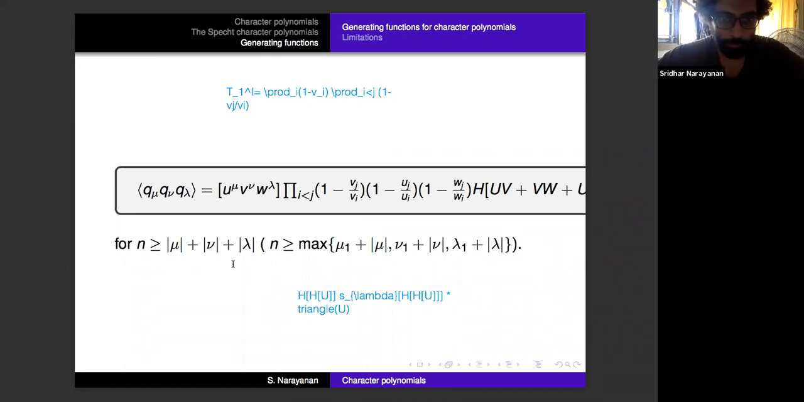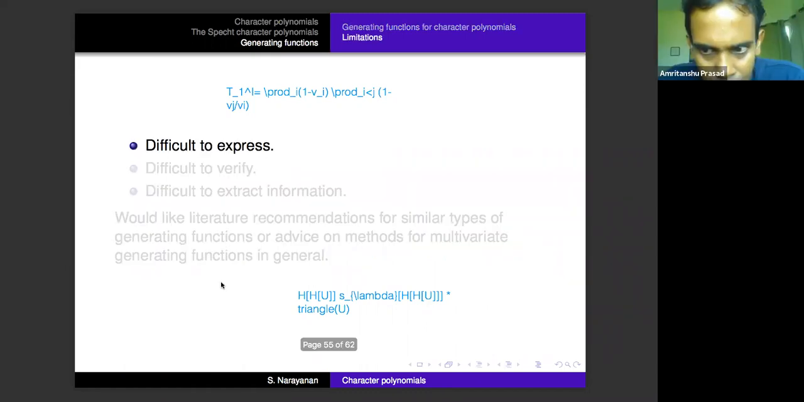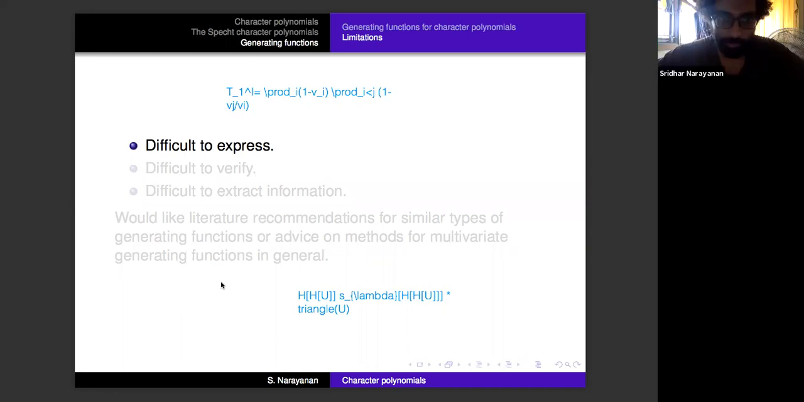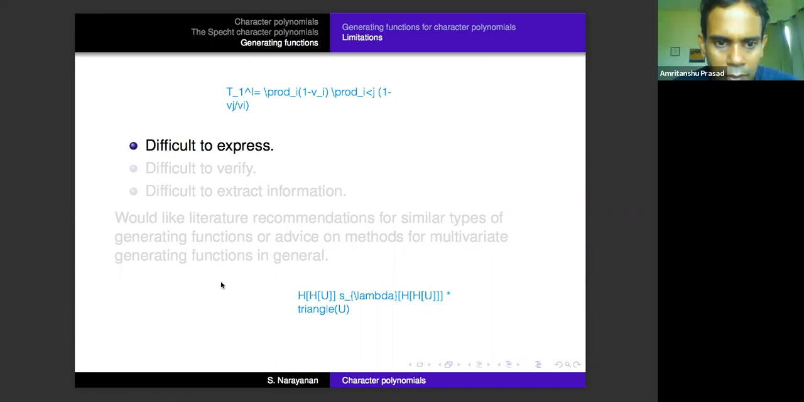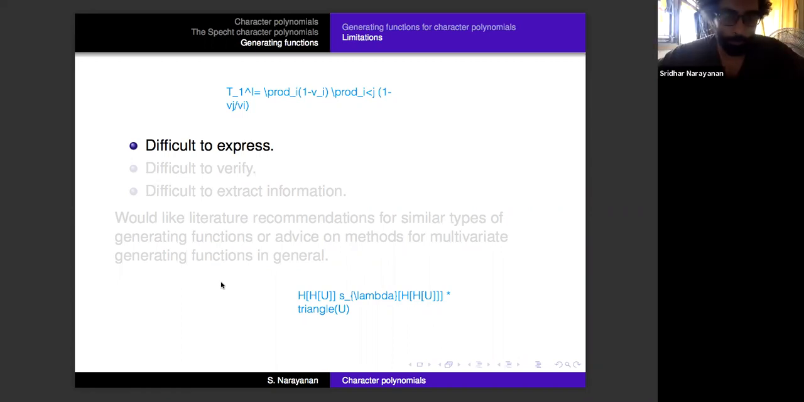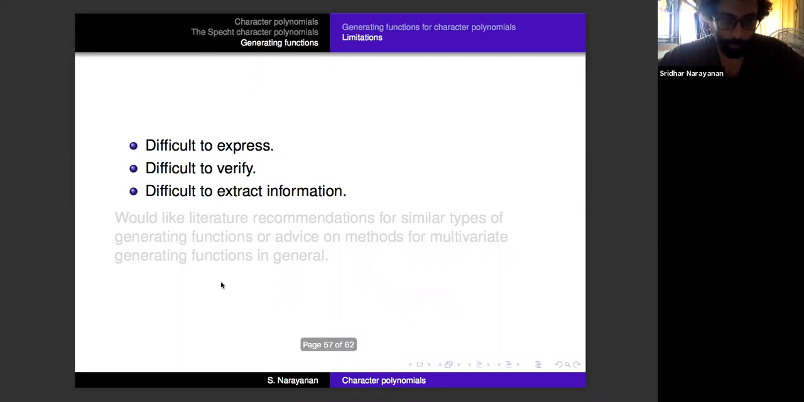Right. So, when we looked at these generating functions, the issues with them are, first of all, they're difficult to express. There are a lot of variables. It's very difficult to spot if there are any errors. So it's difficult to tell somebody else about the proof. It's difficult to also verify the proof yourself. So overall, it's not very satisfying. They're also difficult to verify, and most importantly, it's difficult to get any new information out of them. So far, I've got very limited information.